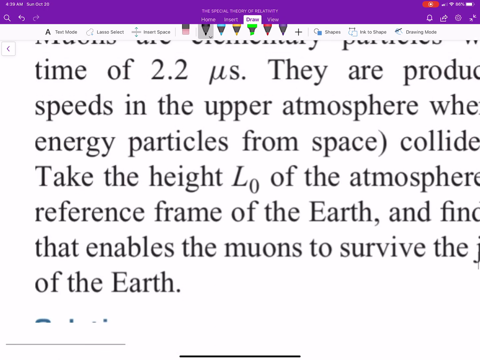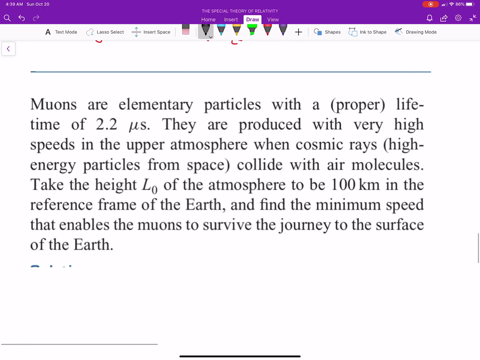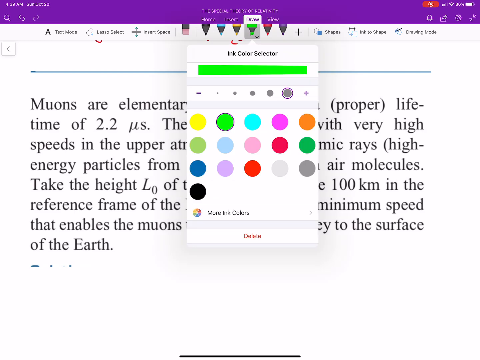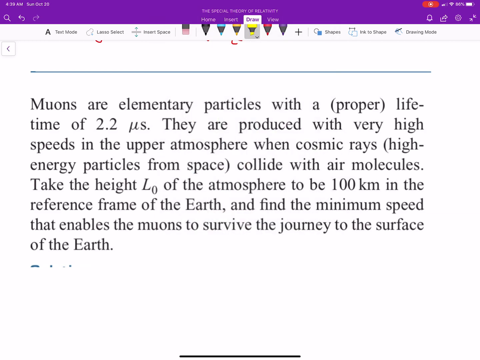Okay, so the first problem, we've actually worked through before. The muons, where it's going from the atmosphere, a height 100 kilometers up, to the surface, and you have to find the minimum speed to do that. I didn't mention this when I first did the problem, but this is one of the ways we know time dilation is real. So you can either watch the other video or we'll go over it again.